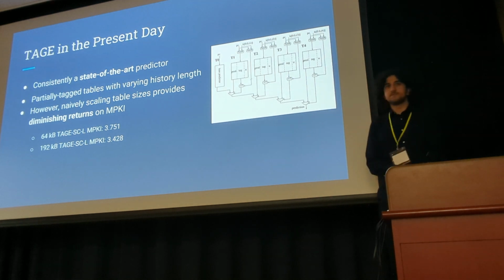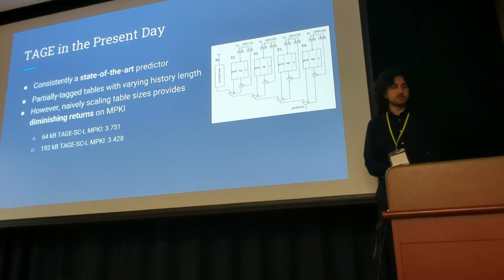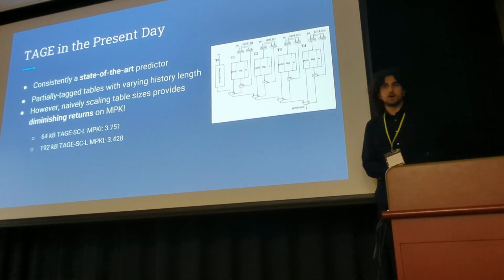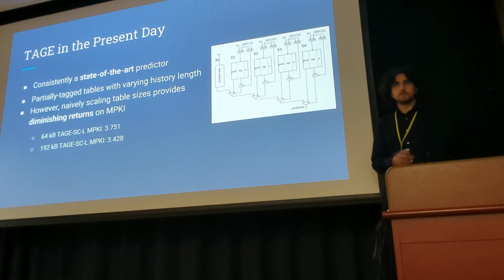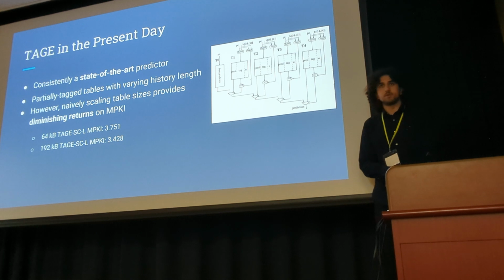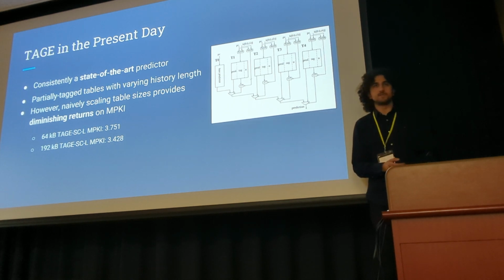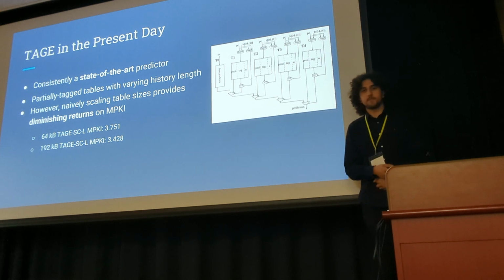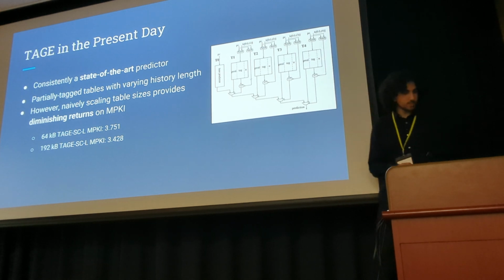For many years now, as you've seen, Tage has consistently been a state-of-the-art predictor, but with larger branch predictor budgets today, we find that Tage no longer scales well and has diminishing returns on MPKI and performance. For example, if we scaled up all the way to a 192 kilobyte version of Tage, we would have a marginal performance increase over a much smaller version of Tage, given the hardware overhead incurred.